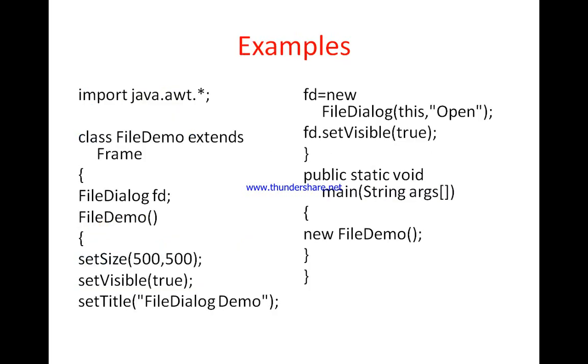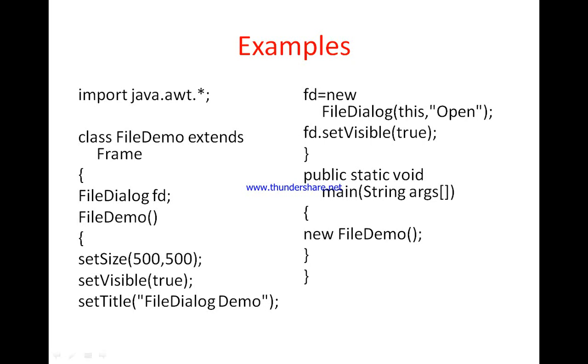Now let us see the example. We have written a very simple example. We have defined a class FileDemo. This class extends the Frame class, and we imported the java.awt package because the Frame class is present in the awt package. We have also used the FileDialog class, which is also present in the java.awt package. Now the constructor FileDemo. Inside the constructor we have used three methods. setSize 500 gives the width and height of the frame. setVisible true, so that the frame becomes visible, and setTitle "File Dialog Demo". This name appears in the title bar of the frame.